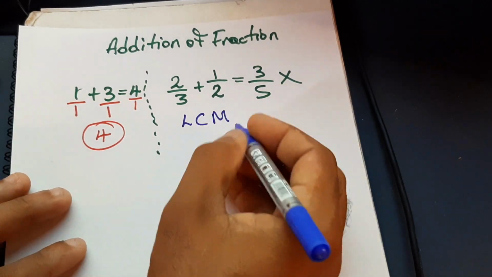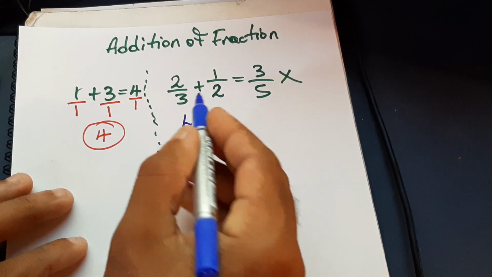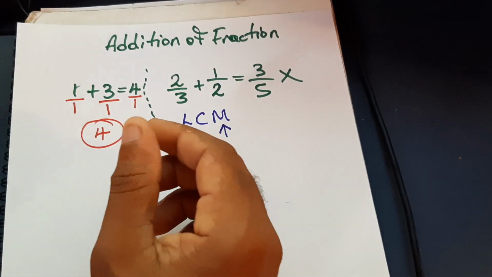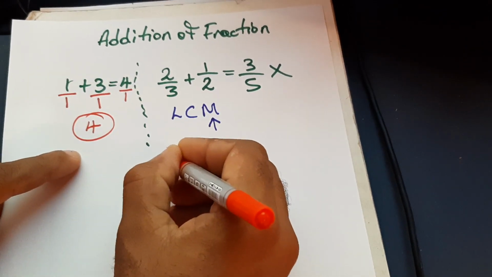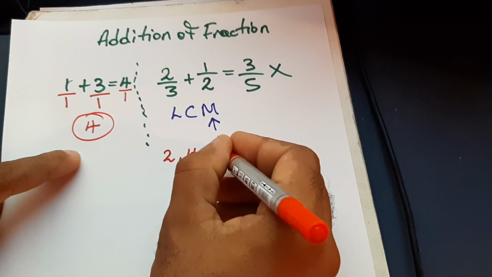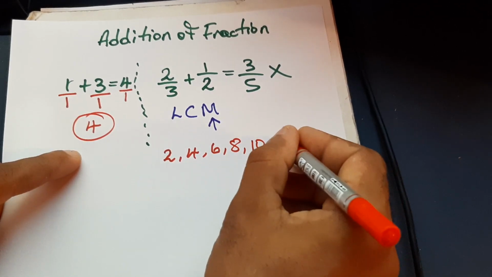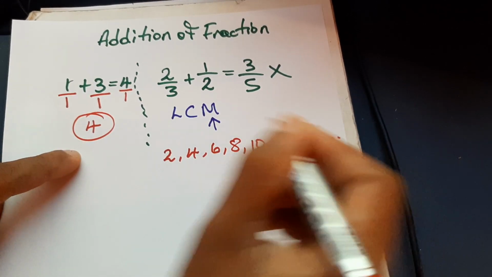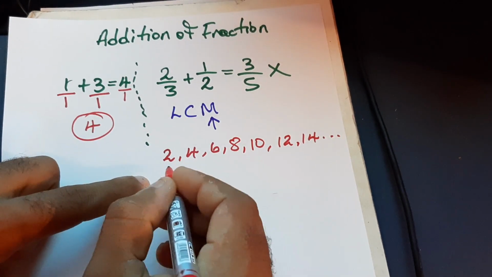This is what I'm going to do. The first thing I need to do is to find the multiples for these denominators. So the first multiple of 2 is 2. Then we have 4, then 6, then 8, then 10, then 12, then 14. We can always continue, but I'm going to stop there. So these are the multiples of 2.